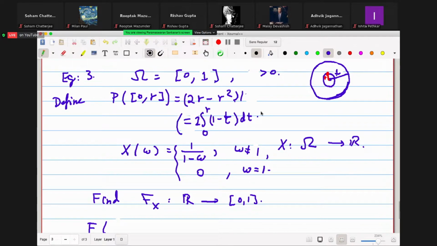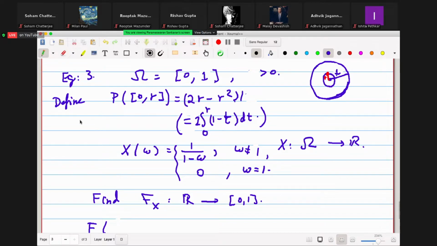This step is written only to convince yourself that what I have is actually a genuine probability function. See, you need to check that for any r this is positive. How would you know? Well, I write it as 2 times the integral from 0 to r of 1 minus t. Notice that this function 1 minus t is non-negative in this range. So when I integrate a non-negative function, I will get something non-negative. So the probability is always greater than or equal to 0, and then the probability of the whole space is equal to 1.